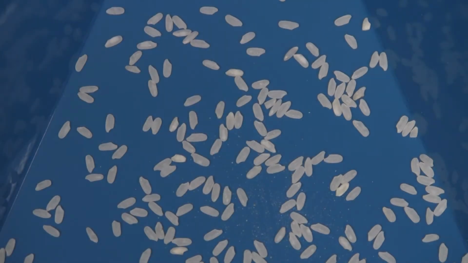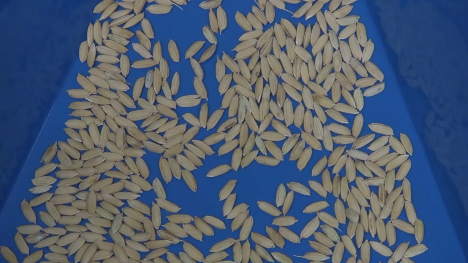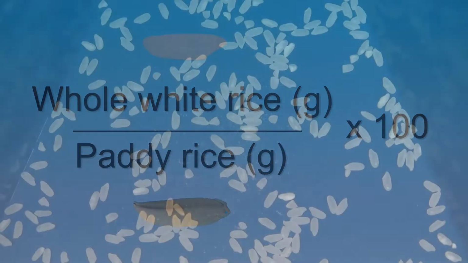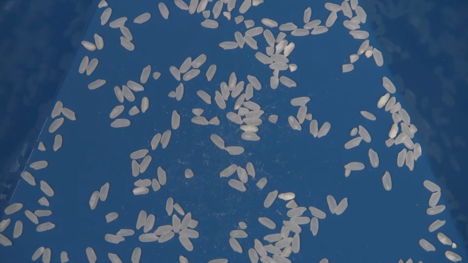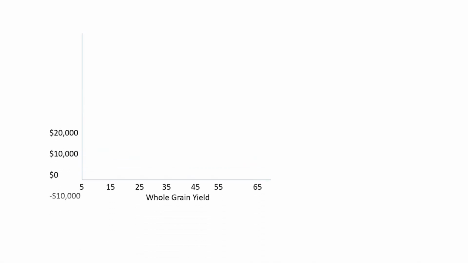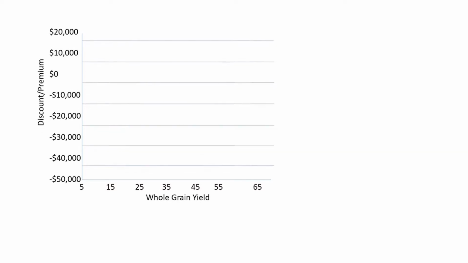Whole grain yield is also known as head rice yield and is the measurement of how much whole white rice is obtained from clean paddy rice expressed as a percentage. Why is this important? Rice is sold as intact kernels to consumers. Broken grains are generally regarded as low value. Therefore, producing whole grain rice is critical to farmers who are paid according to whole grain yield of products supplied.